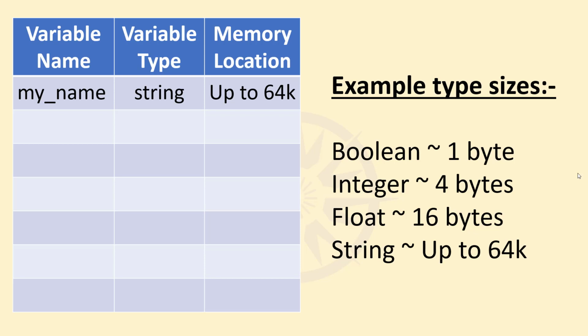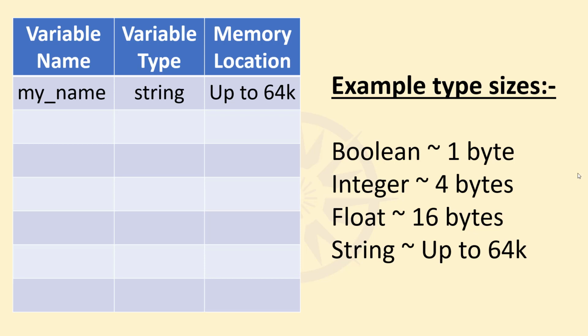Each has a different size, and by knowing the type, it knows how many bytes to read. So if the type of a variable is a string, it knows to read up to 64K of pieces of information in that particular memory location. If it's reading a Boolean, it only needs to know where that memory location is and read that single byte. And that's how all of this works.